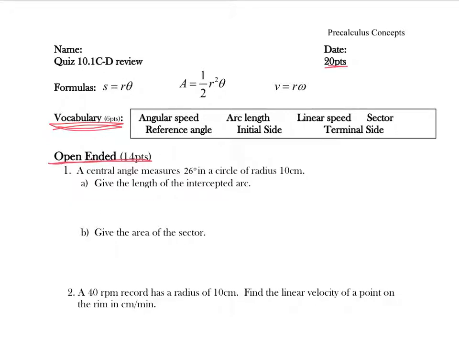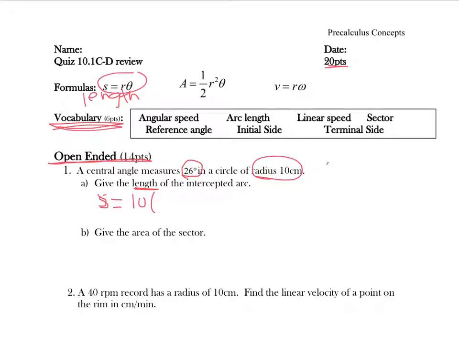First off, a central angle measures 26 degrees in a circle of radius 10. These two things are going to be important, so I'm circling them. Give the length of the intercepted arc. This right here is length, this formula. Okay, so I want to use that formula. S equals, R is radius. The radius is 10.